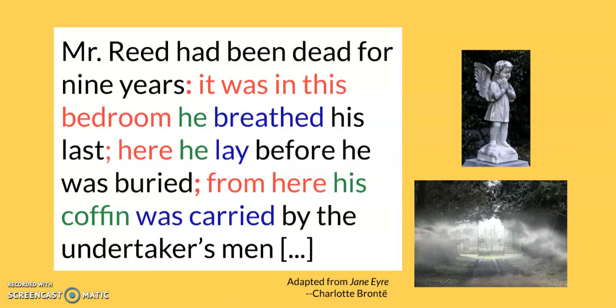Bronte creates a pattern with her words. The words in red are to do with place: the Red Room, it was in this bedroom, here, from here. The next word is about the dead uncle: he, and his coffin. And the next is a verb: breathed, lay, was carried. This pattern of language is called parallelism, and it creates a rhythm. Bronte uses it to emphasize the child's imagination and to emphasize her rising panic.